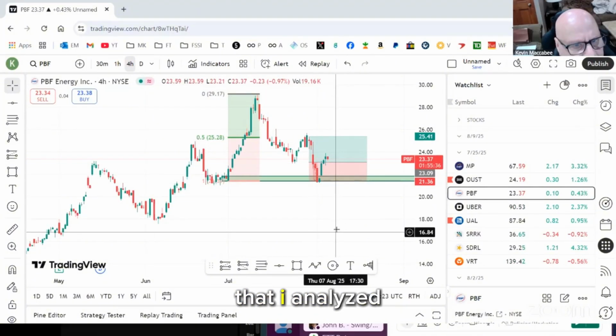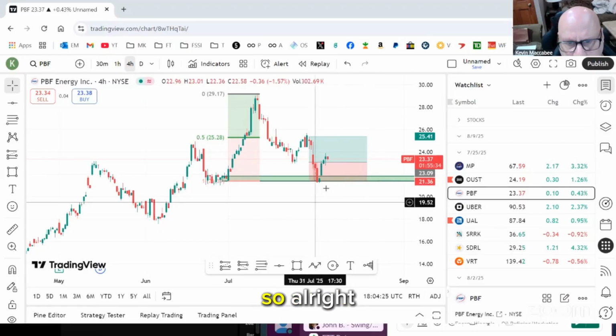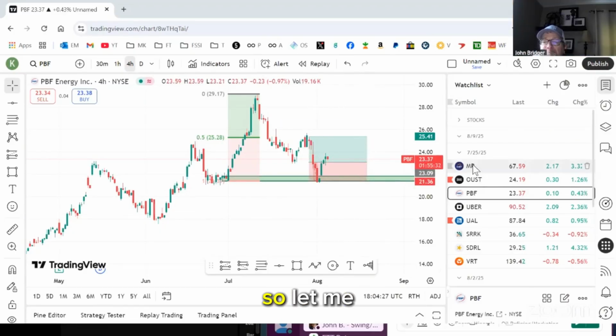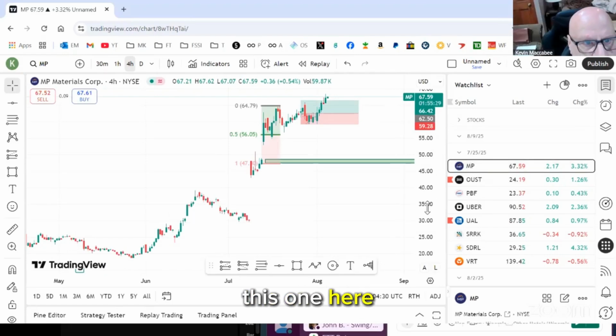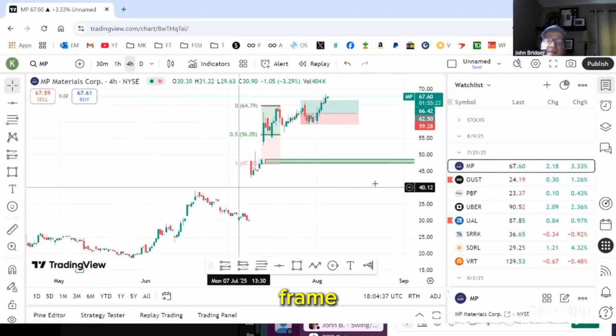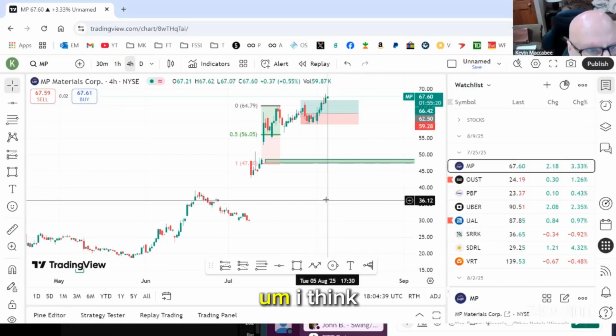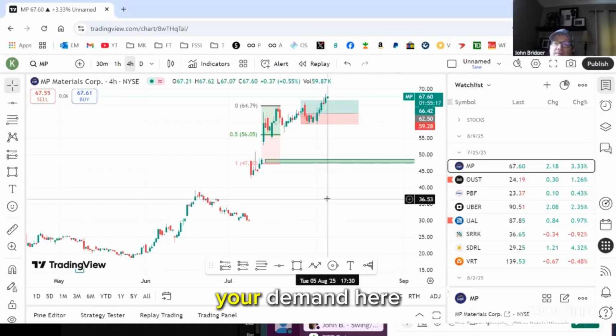These are trades that I analyzed last week, so we're going to be a little bit behind. So let me see, this one here. I like the market structure on the high time frame. I think it's reasonable to take your demand here.